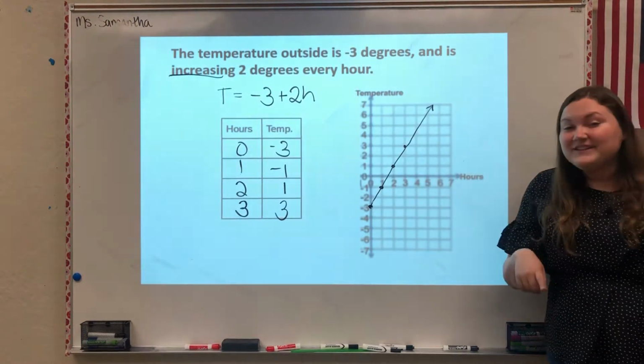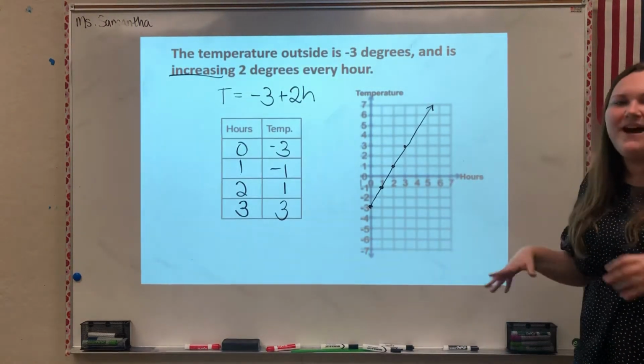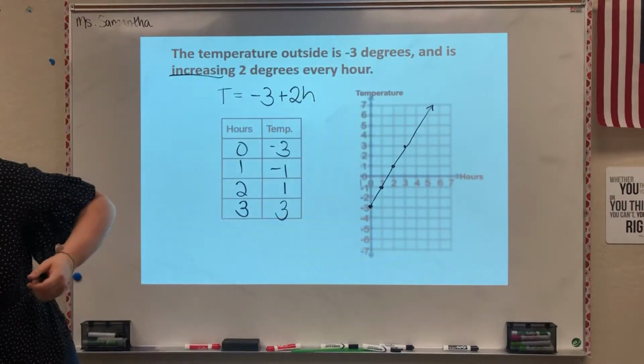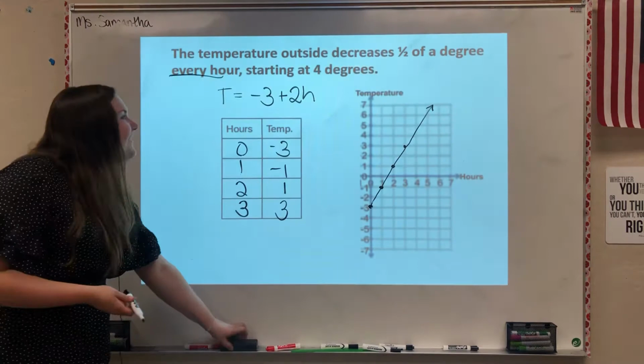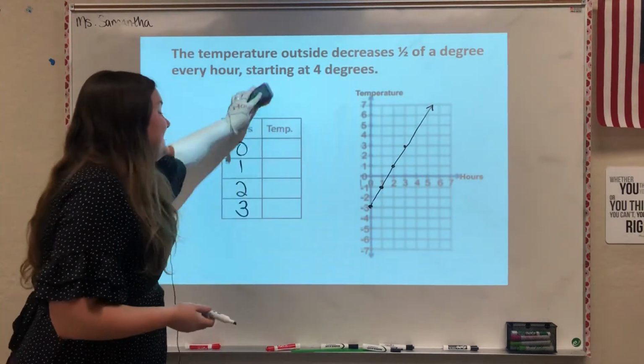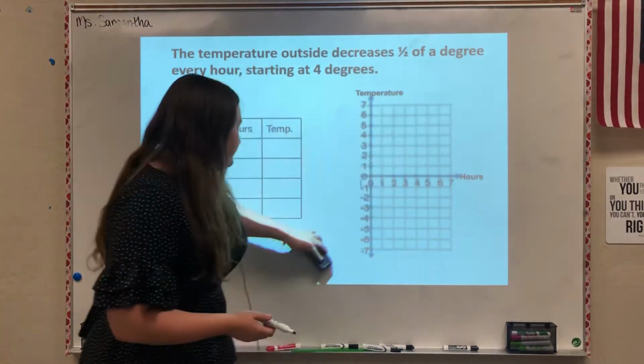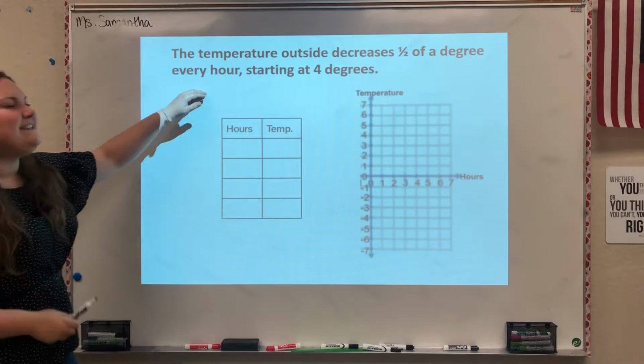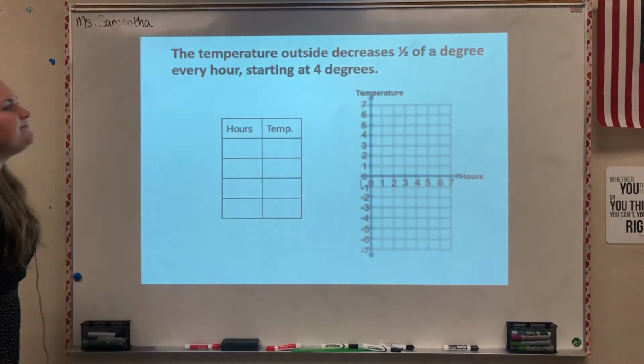I've got one other example that's similar to this, and then we're gonna pause and see what it all means. The other one is still about temperature. This other one gives us different numbers this time. It says the temperature outside decreases 1/2 degree every hour, starting at 4 degrees. Go ahead and do what we did in that first problem. See if you can represent this with an equation.